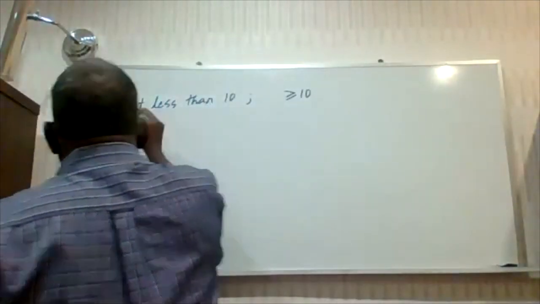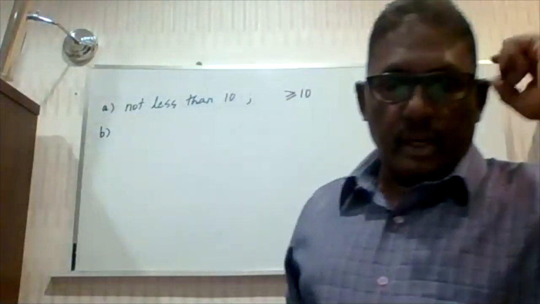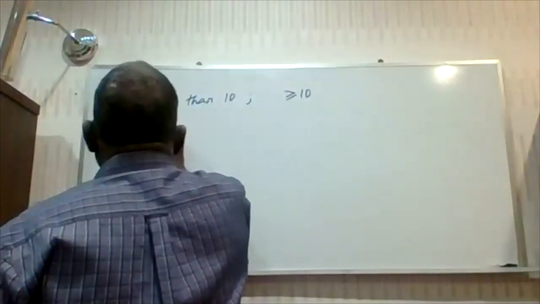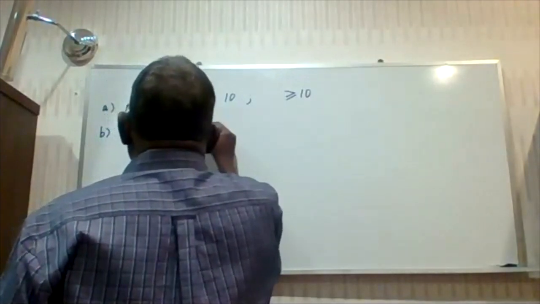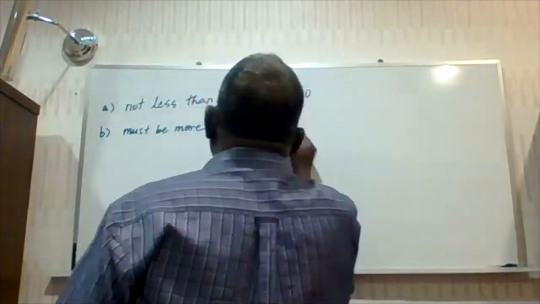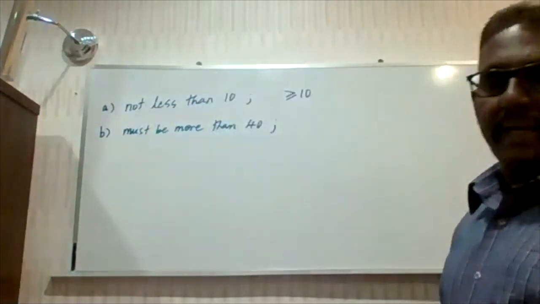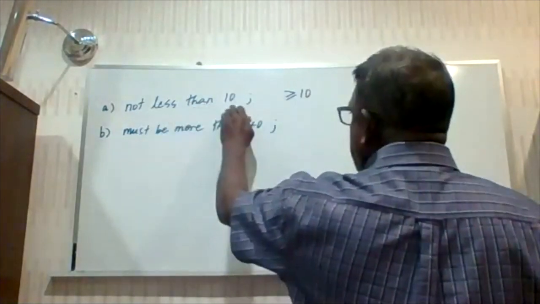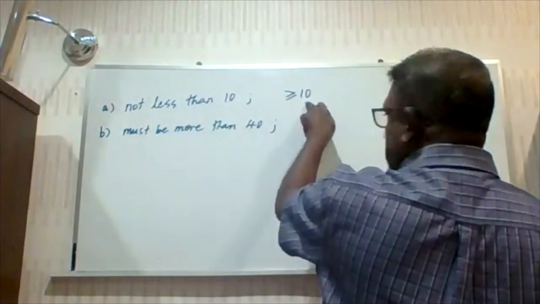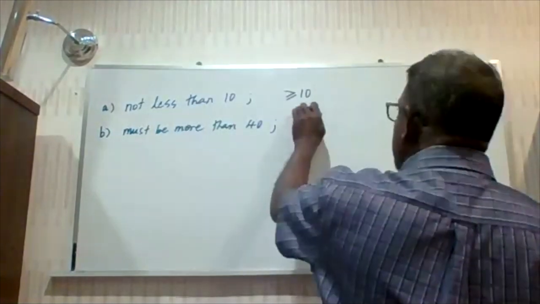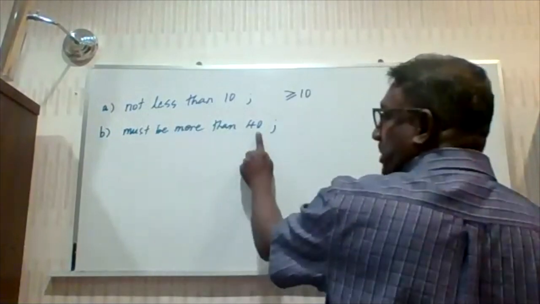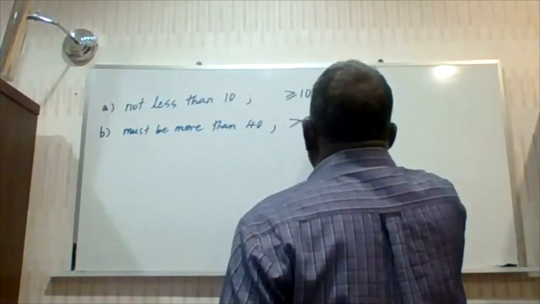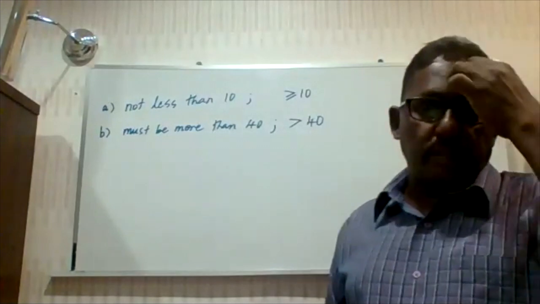So now we go for part B. Take down part A and then we move on to part B. Part B is: must be more than 40. If they say must be more than 40, what are they trying to say? Similar to that. The only thing is, not less than 10 can mean it can be equal to 10. They just don't want less than 10. But what about 10? Yes, accepted. But here, must be more than 40. That means is 40 accepted? No. So the difference is that this one does not carry an equal sign. So the inequality will become like that.